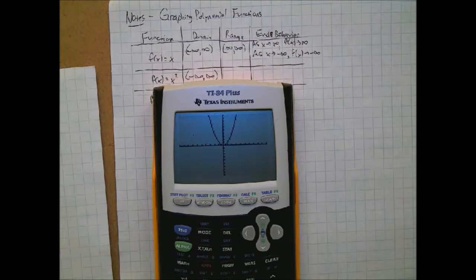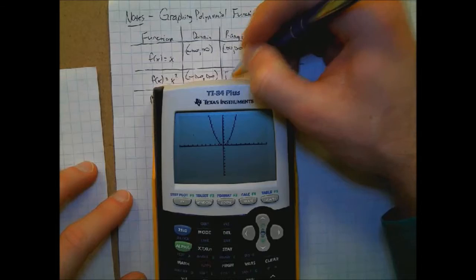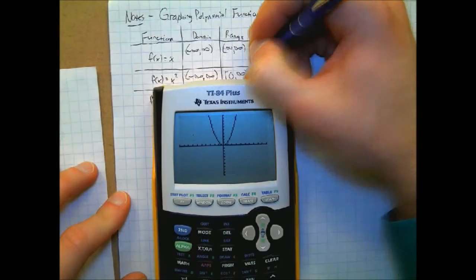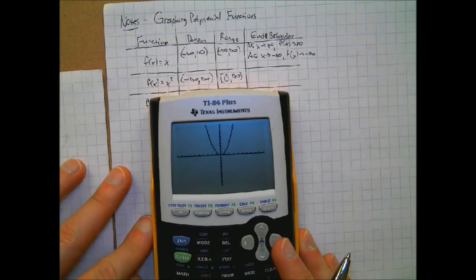Ah, right. So this one does not have a range of negative infinity to infinity. Its range starts at 0, lowest value 0, up to positive infinity. That's right. So again, we'll include the 0 and then to infinity there. Okay? And let's talk about the end behavior too.